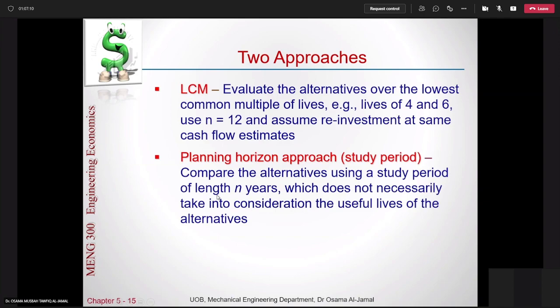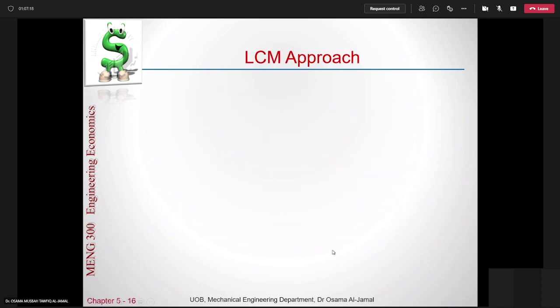So the planning horizon or study period does not necessarily take into consideration the useful life of the alternatives. I'm going to stop here. We'll leave this for the next lecture, inshallah. We'll see examples of that LCM, how it works and what we're supposed to do with it. Then we'll continue with capitalized costs.